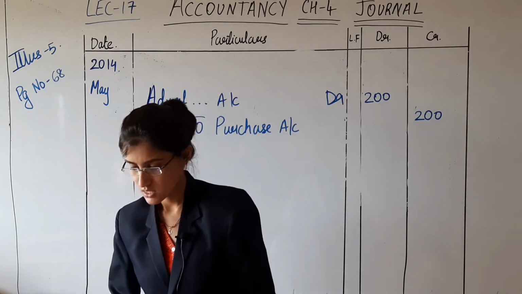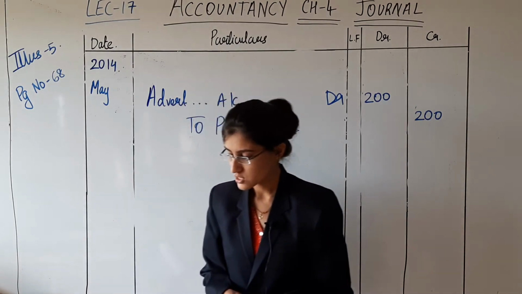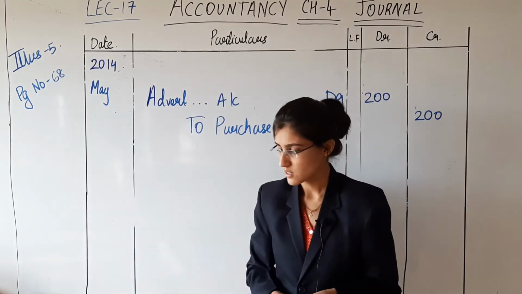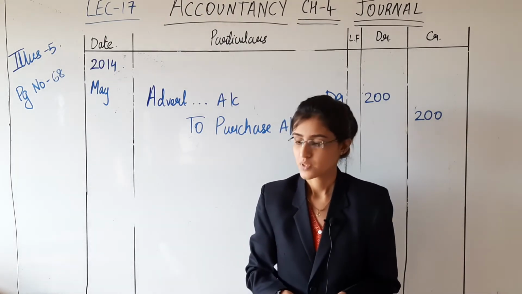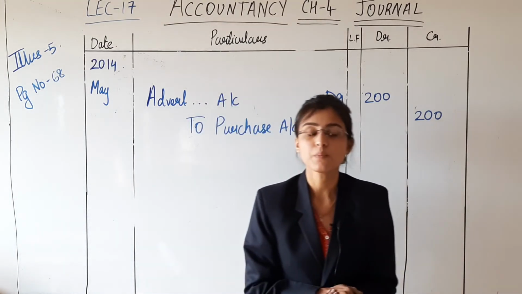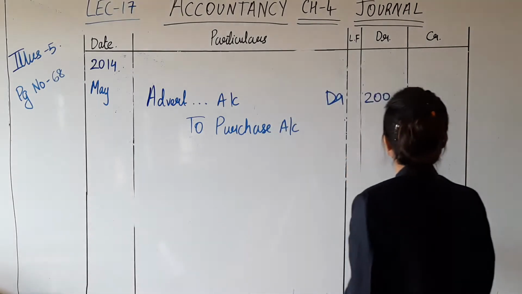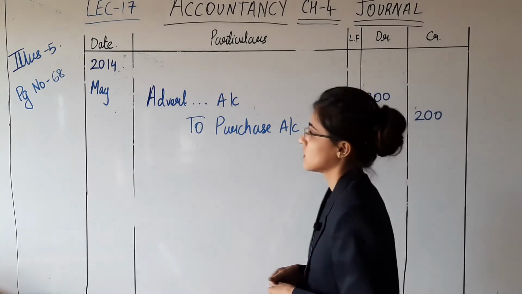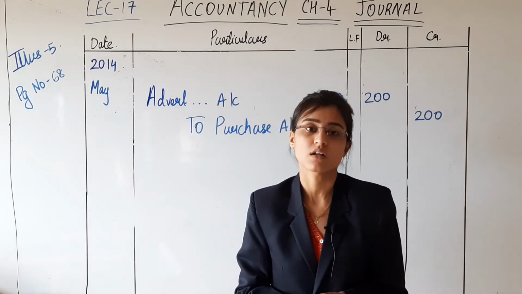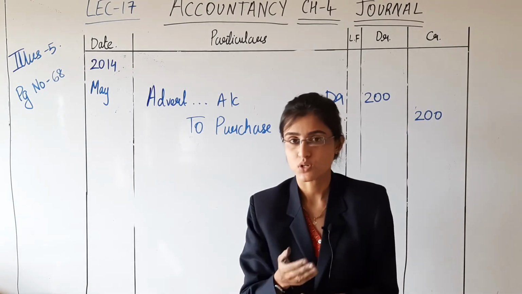On page number 69, just after illustration 5, the topic says transactions through bank. So this is a new topic and I think we'll start this in the next lecture. So let us just revise whatever we have done so far. We have understood the meaning of journal, chapter 4 as per the new textbook of standard 11 commerce. As I said, this is the book where all the transactions of business are recorded, which is the very first step in the process of accounting.